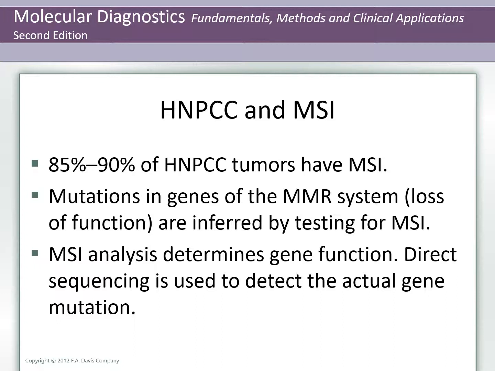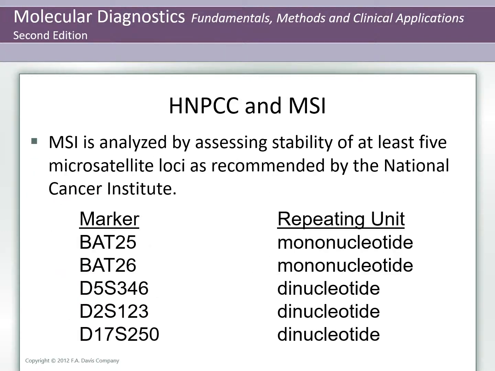85 to 90% of hereditary non-polyposis colorectal cancer tumors have microsatellite instability. Mutations in genes of the mismatch repair system, or the MMR, are inferred by testing for microsatellite instability. MSI analysis determines gene function, and direct sequencing is used to detect the actual gene mutation.